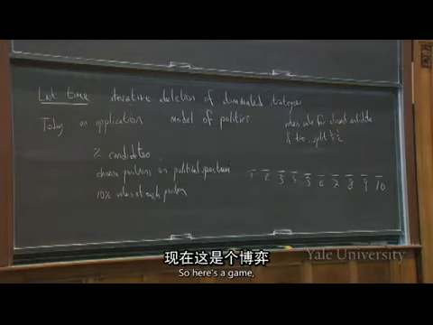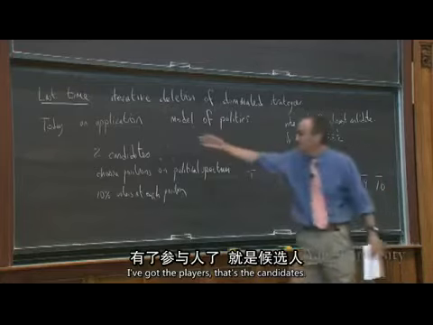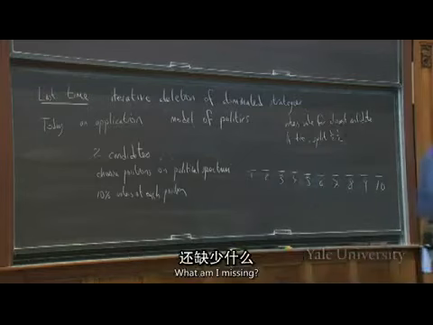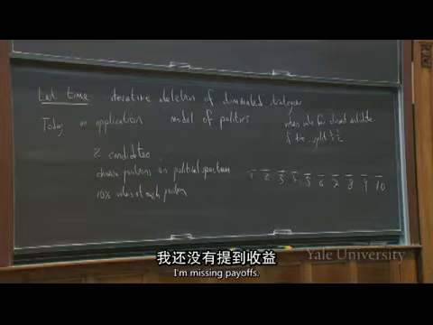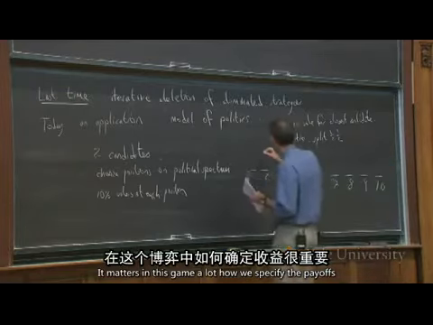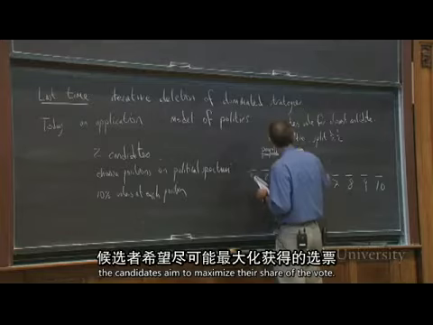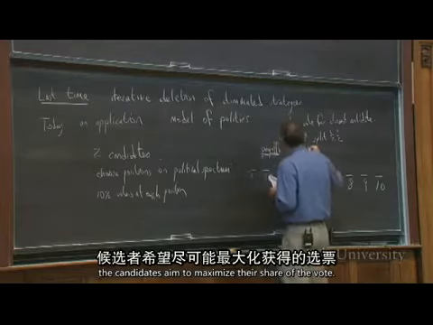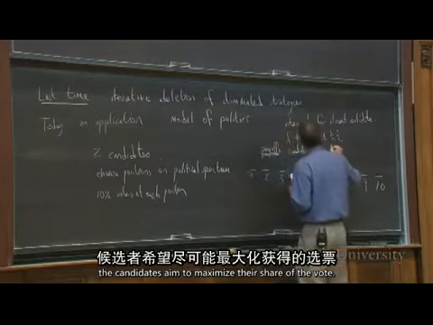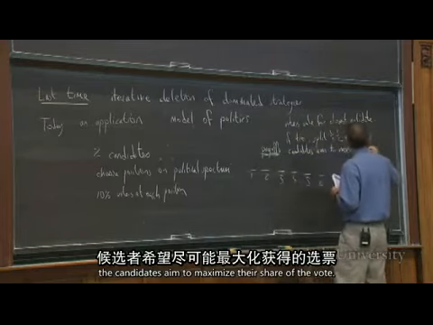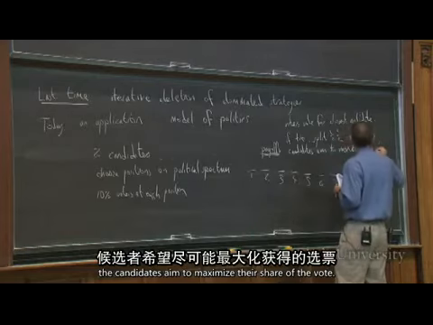So here's a game. I've got the players, that's the candidates. I've got the strategies, that's the political positions. What am I missing? I'm missing payoffs, right? It matters in this game a lot how we specify the payoffs. But we're going to assume that the payoffs are that the candidates aim to maximize their share of the vote.